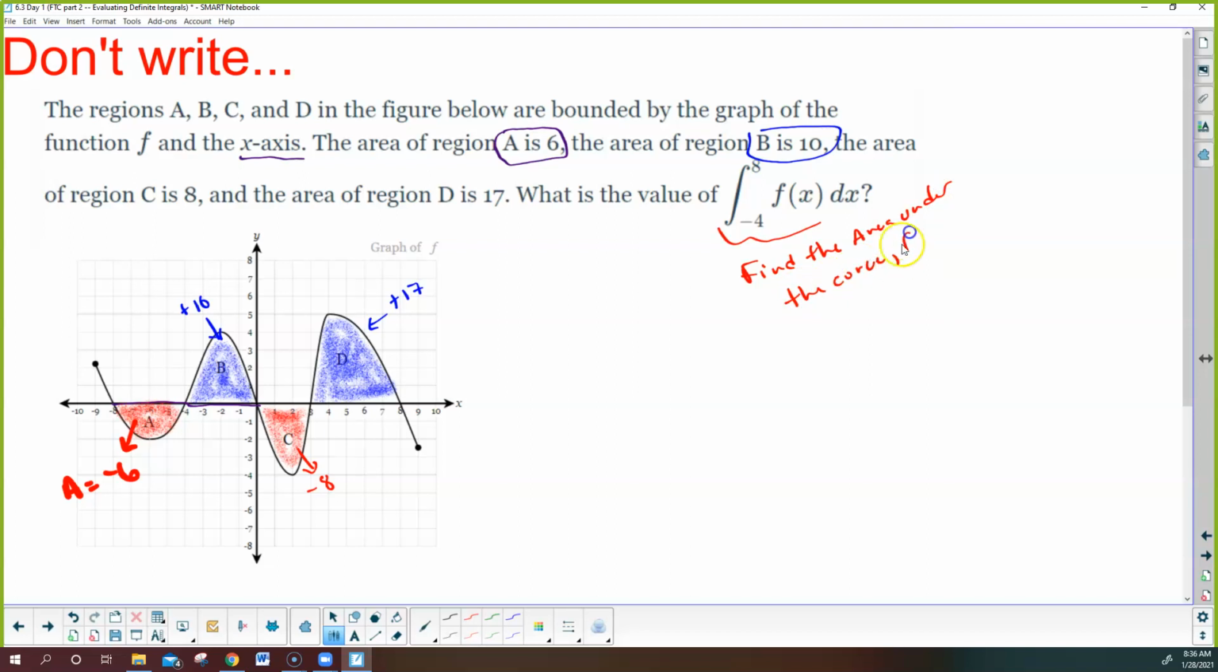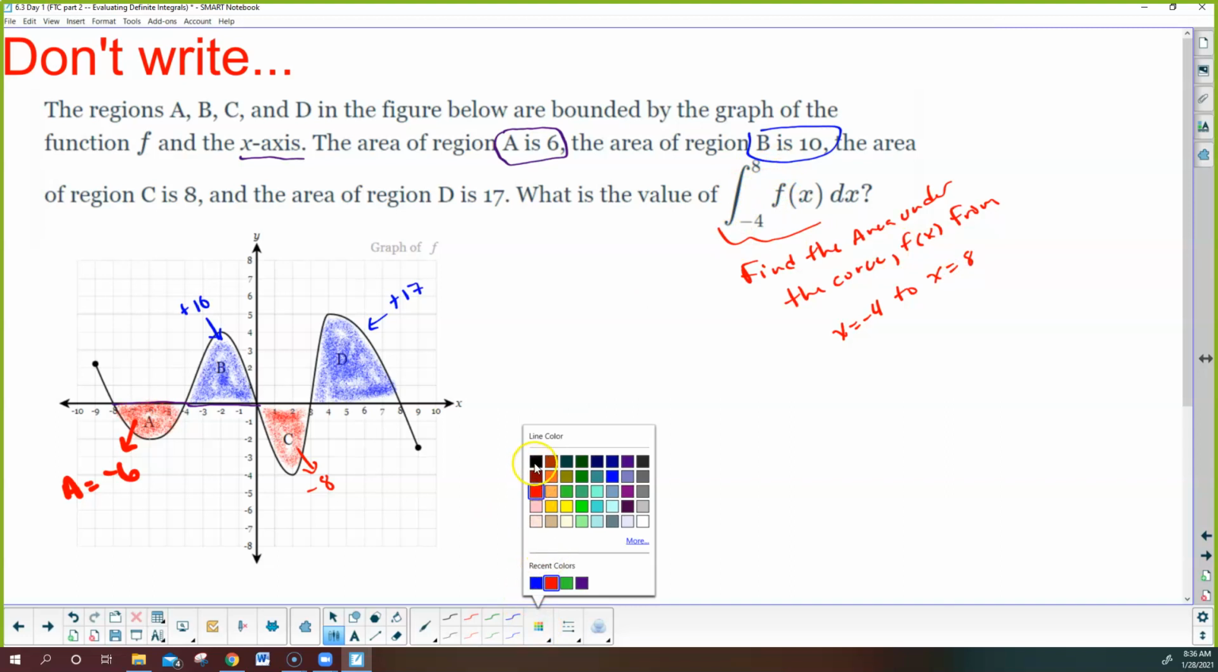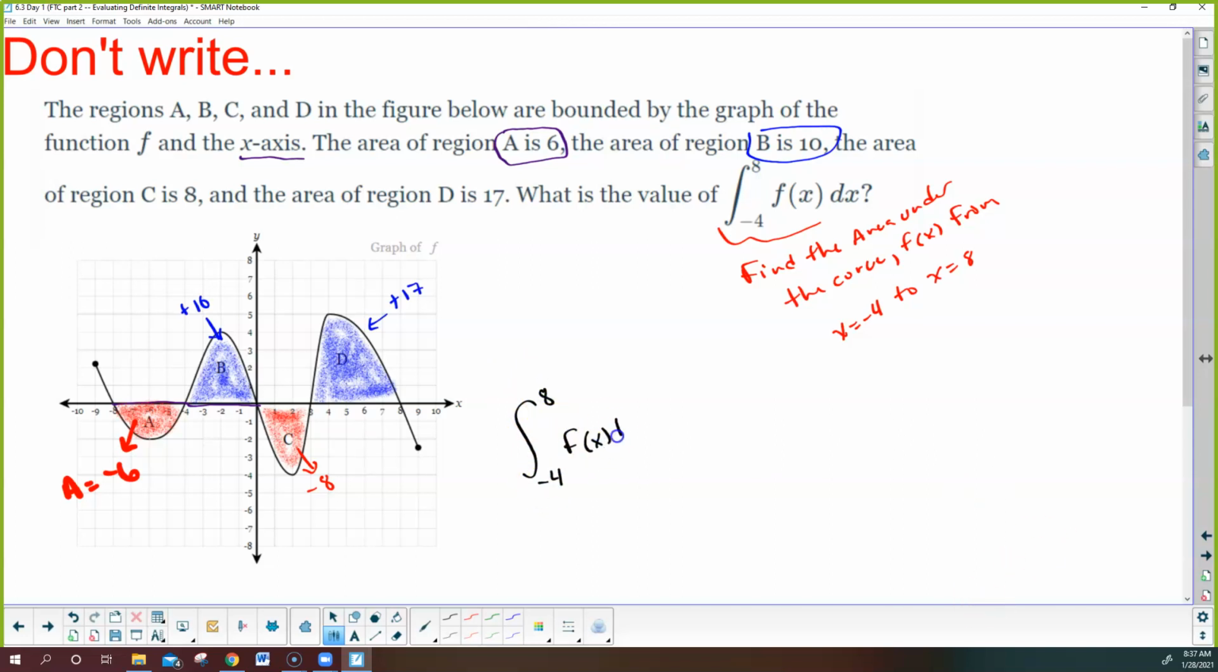Now, what is the curve? The curve is f of x from x equals negative 4 to x equals 8. That's what the integral means. Now, let's say that this was an AP problem and you had to write it by hand, which this wouldn't be a free response question. What you should do is we're going to learn the properties here, okay?